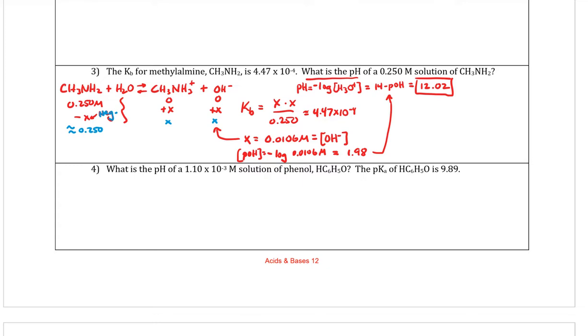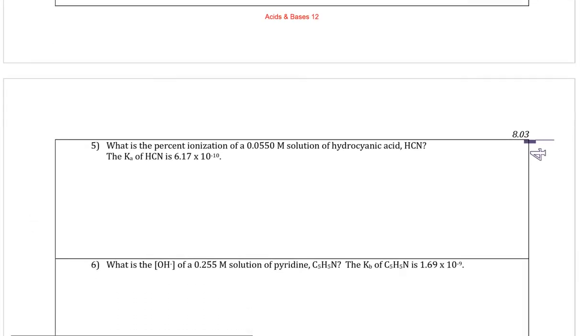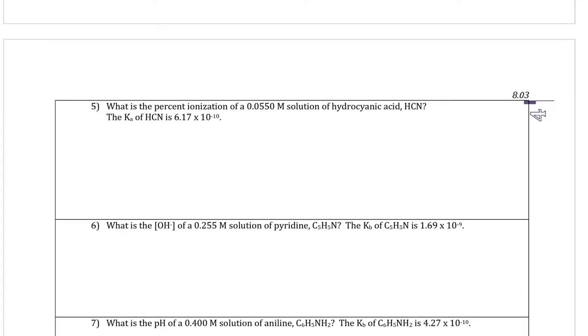It's giving us Kb information for a base. And in fact, it's a little easier than the one we just did because it's not asking for pH, it's asking for the hydroxide concentration, which we realized from that last one more or less comes out just as the X value. Right? The X value from the bottom of our rice table from our Kb math.